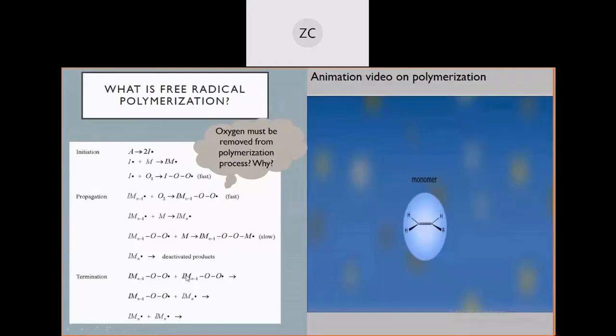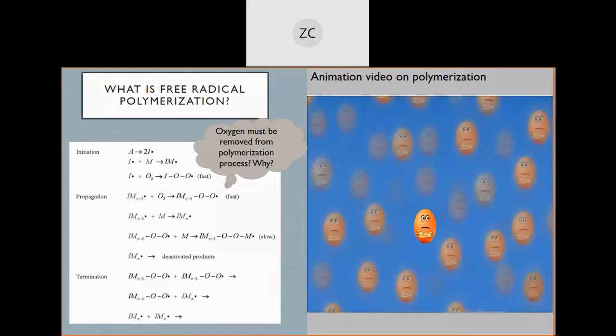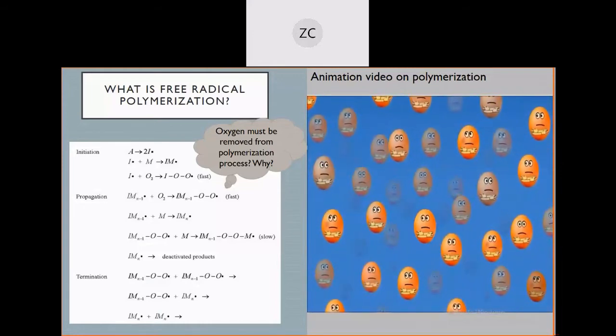What is free radical polymerization? Let us have a look at this animation video. This is the monomer. There are three steps in the polymerization process, which are initiation, propagation, and termination.